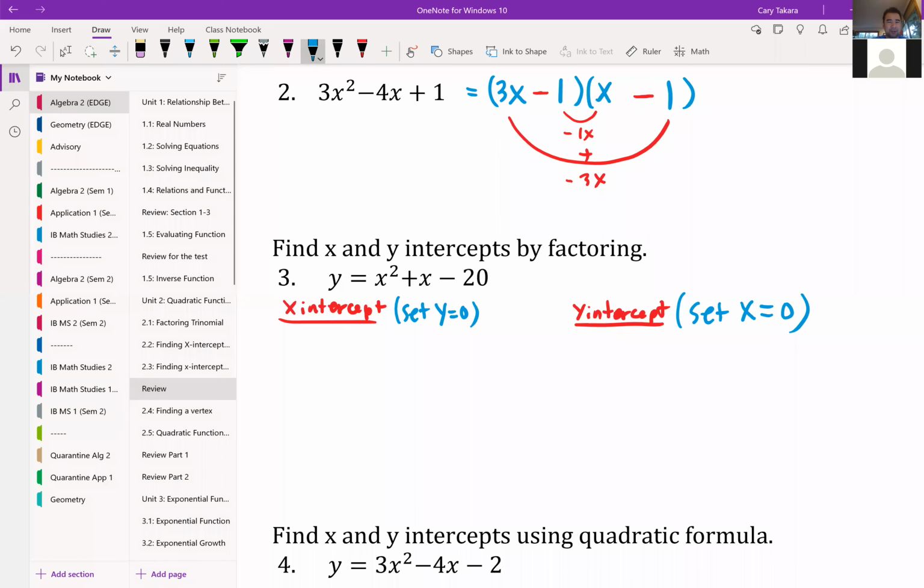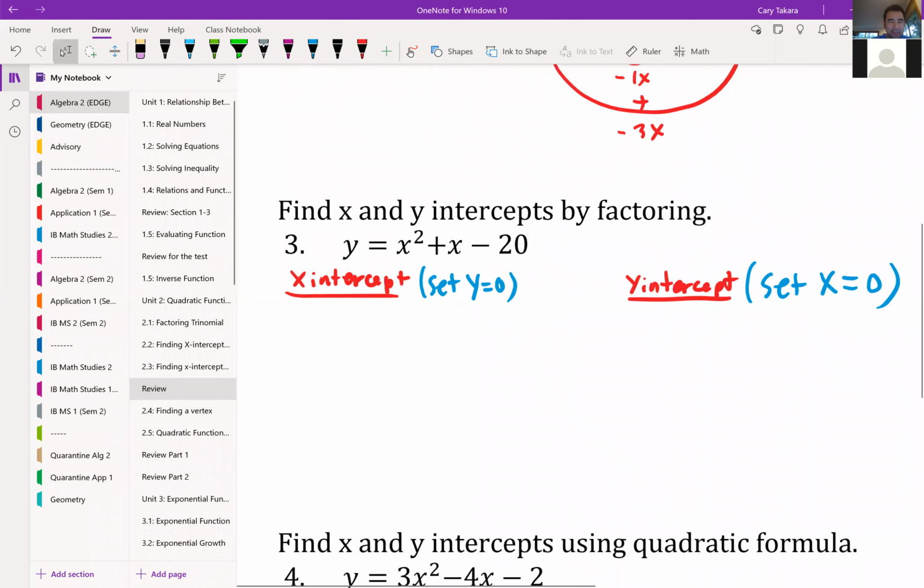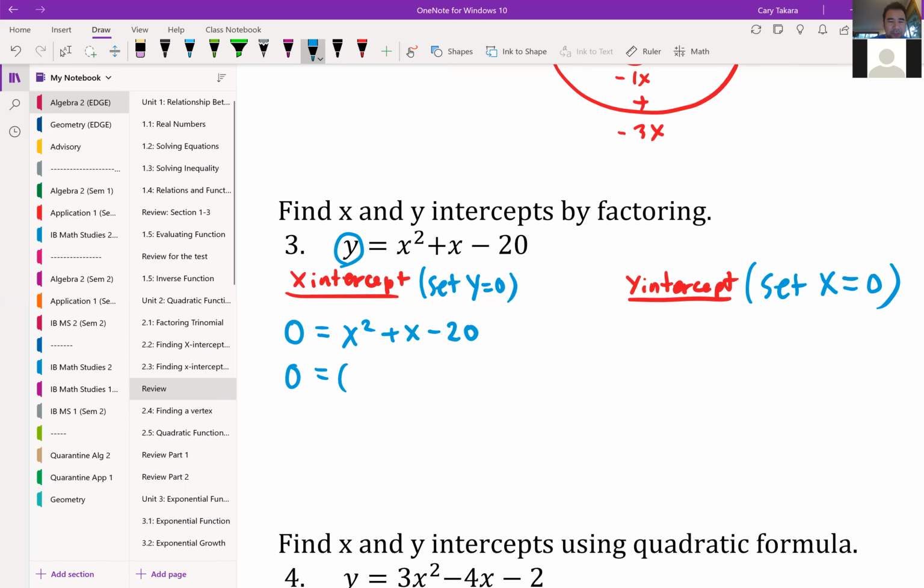Okay? So let's do exactly that. You're going to set y to 0. So this y will turn into 0. 0 equals x squared plus x minus 20. I know this step may seem unnecessary to you, but it's very important. Conceptually, you set y to 0, and then you're solving for x, okay? And so now you factor that.